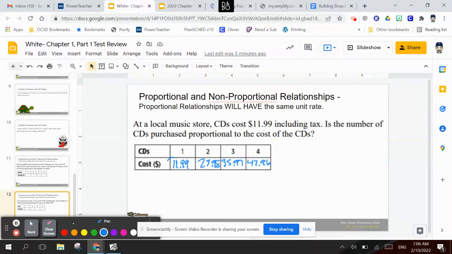So to see if this is proportional, let's cross multiply. Let's take $11.99 times 2, which would be $23.98. And then if I cross multiply again, 1 times $23.98, I get $23.98. Are those two equal? Yes. So in this case, we are proportional.